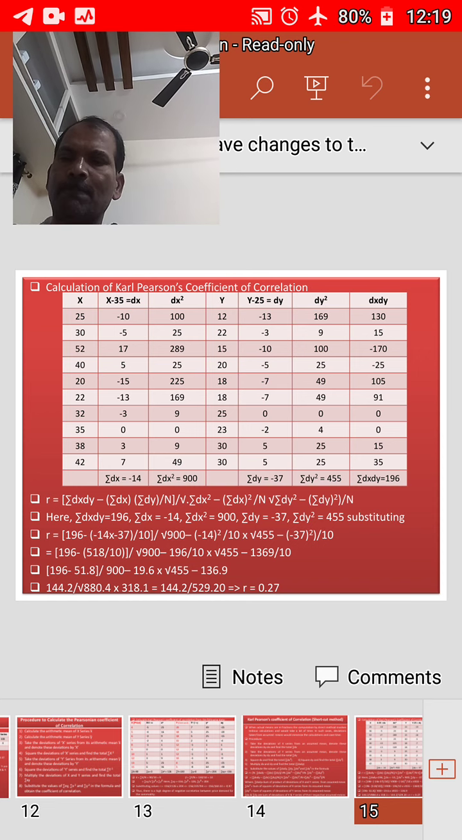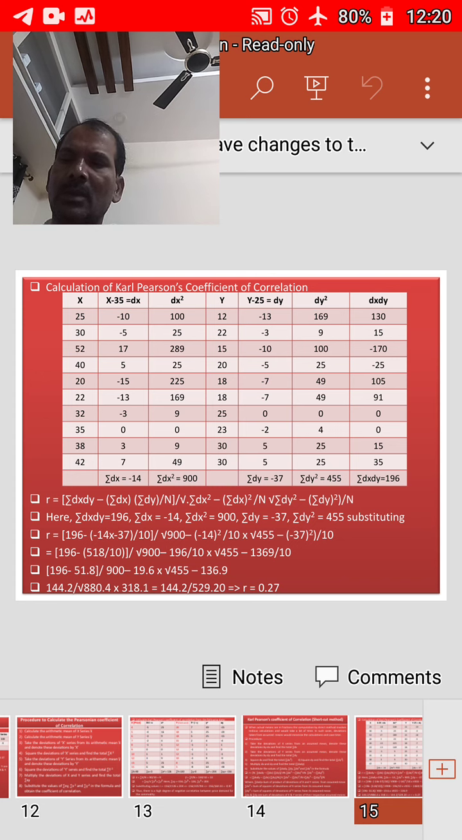Dx into dy, that is minus 10 into minus 13, 130, plus 130, minus 5 into minus 3 plus 15, minus 17 into minus 10, 170, minus 5 into minus 5, 25, minus 15 into minus 7, that is plus 105, minus 13 into minus 7, that is 91, minus 3 into 0, 0, 0 into minus 2, 0, 3 into 5, 15, 7 into 5, 35.